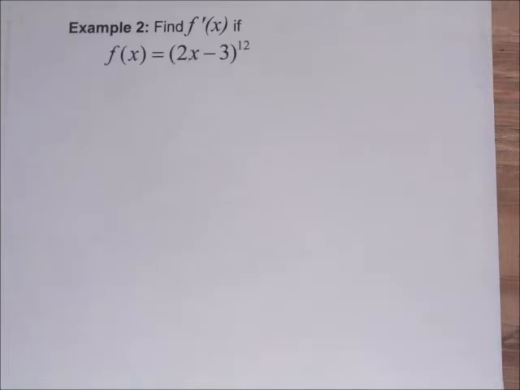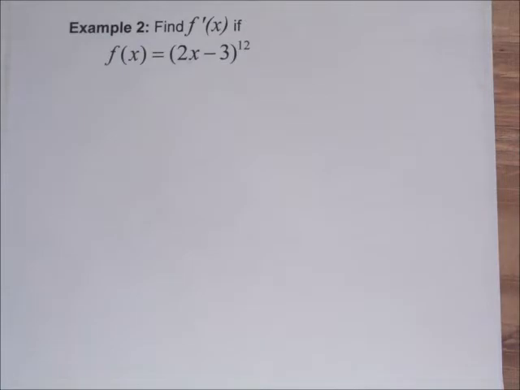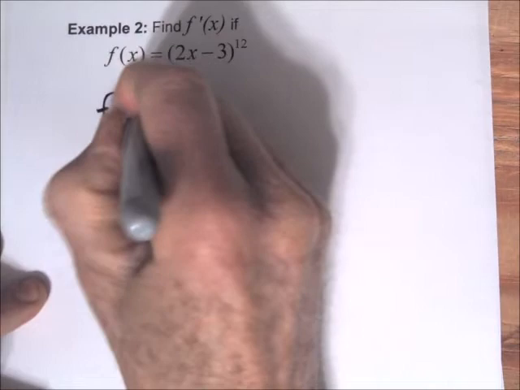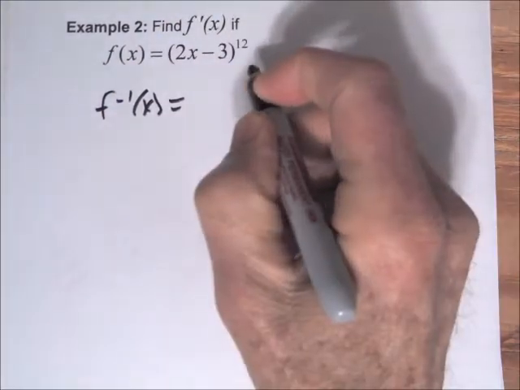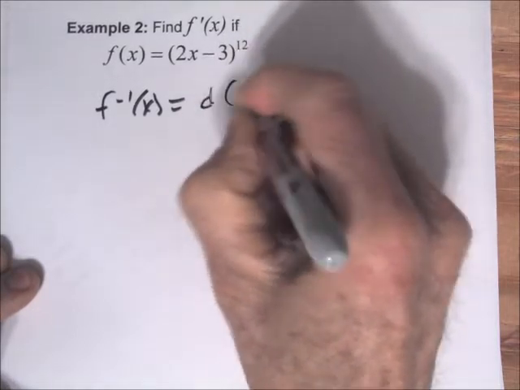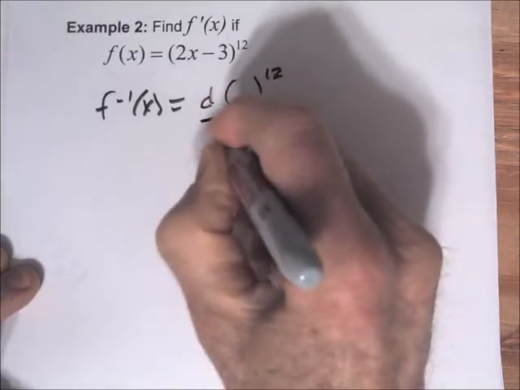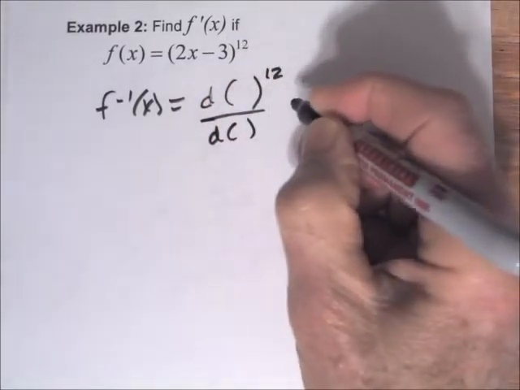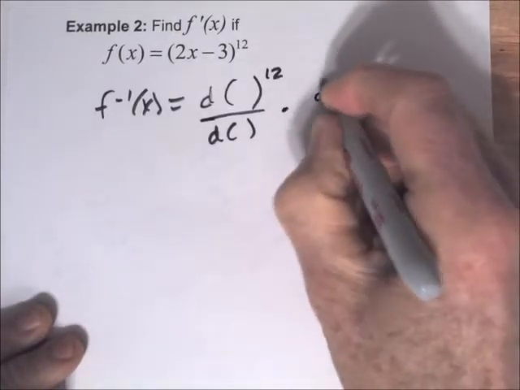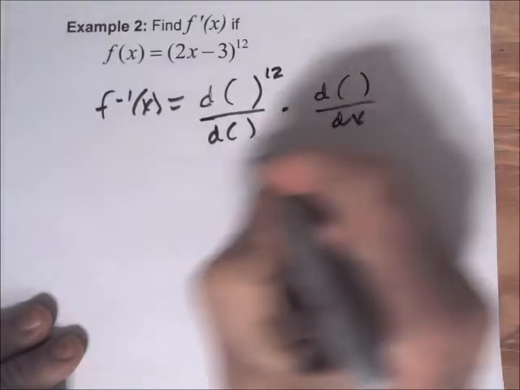So the inside function is 2x minus 3. The outside function is the 12th power. So f prime of x is going to be the derivative of whatever is inside parentheses with respect to what's inside parentheses, times the derivative of what's inside parentheses with respect to x.